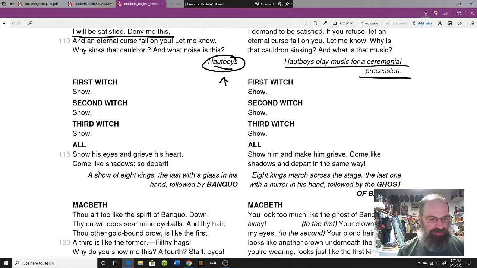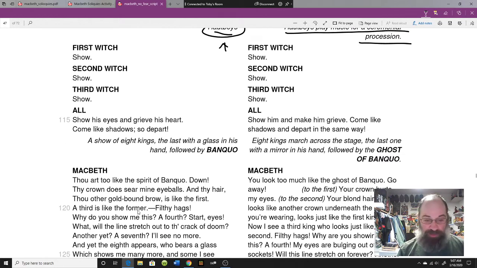Show his eyes and grieve his heart. A show of eight kings, the last with a glass in his hand, followed by Banquo. Thou art too like the spirit of Banquo. Down! Thy crown does sear mine eyeballs, and thy hair, thou other gold. So remember, Banquo was not going to be king, but he was going to get kings. And so basically he sees a line of kings for Banquo's future.